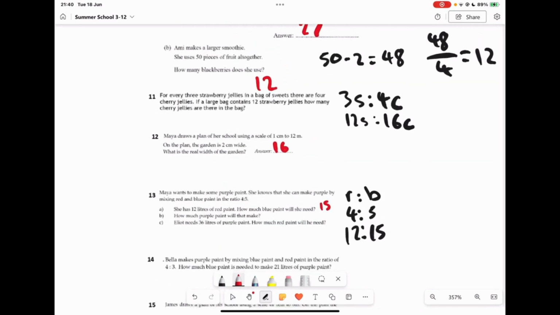I just realised that I wrote the answer in the wrong place for the previous question. Okay, let's quickly go back to question 12. Maya draws a plan of her school using a scale of 1 centimetre to 12 metres. On the plan, the garden is 2 centimetres wide, so what's the real width? Because it's 2 centimetres wide on the plan, we just multiply by 12, and that gives us 24. So the real width will be 24, and you write your units of metres.